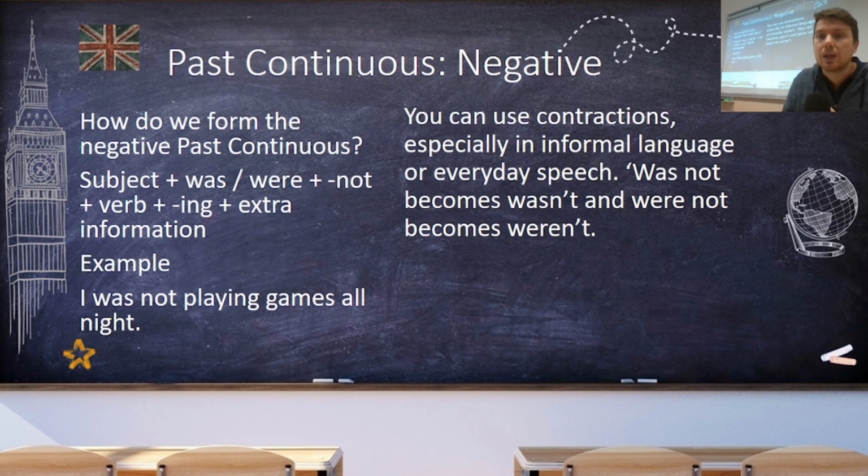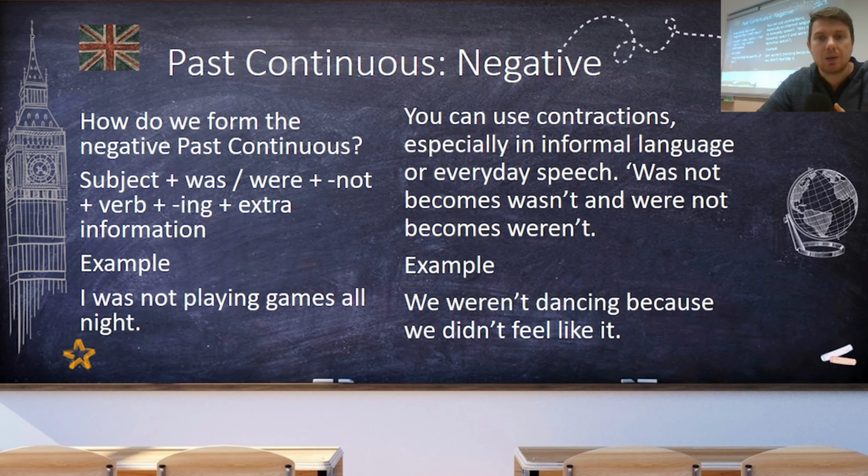And also, here we see were not becomes weren't. The same thing. The O gets taken out and we put an apostrophe, and how we pronounce it is weren't. Were not, weren't. Well done. Okay, so the example here, we weren't dancing because we didn't feel like it. Okay, so that is everything you need to know about the past continuous.